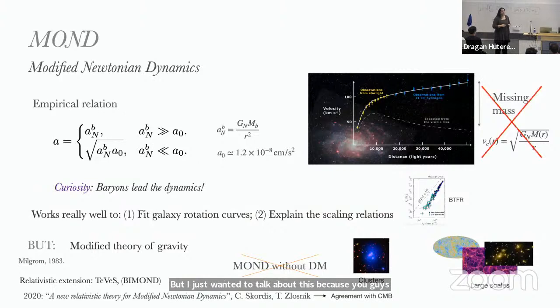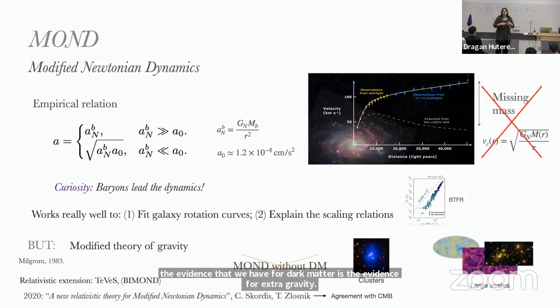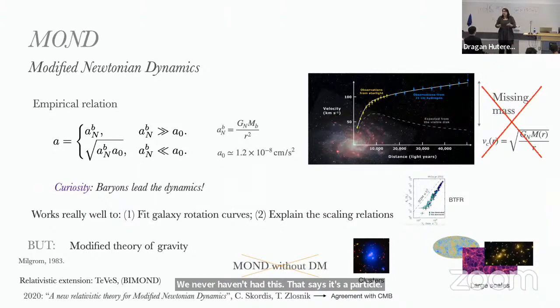But also you should know that the evidence that we have for dark matter is the evidence for extra gravity. We never have an evidence that says it's a particle. It's something extra. We interpret it like this, and it's a very good interpretation because it works for all the scales and all the evidence. So that's why we think dark matter is an extra component in the standard model.